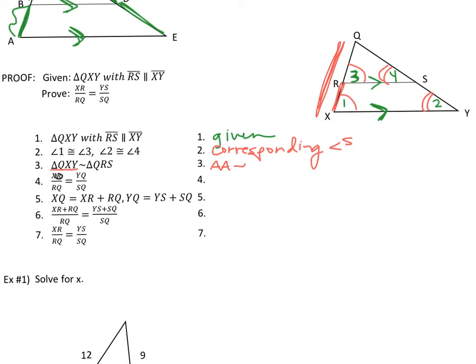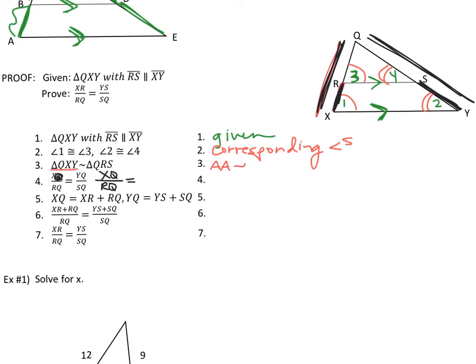This should be XQ on top. Here, I'll write it here. XQ to RQ equals YQ, oh no, to SQ. I just typed it wrong. So it's not happening that way. Well, that's good to know. I typed it wrong. It's XQ. So they're saying, how do we know this to this equals YQ, the big one, to the small one? So how do we know when the triangles are similar, how do we know those side lengths are proportional?